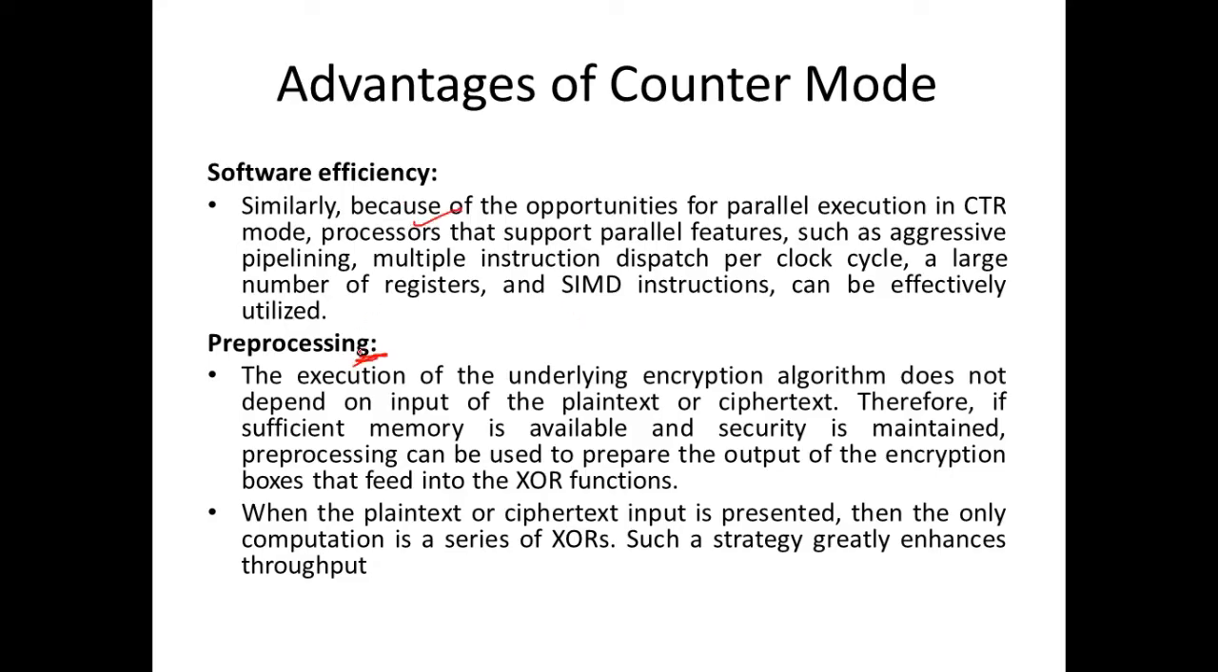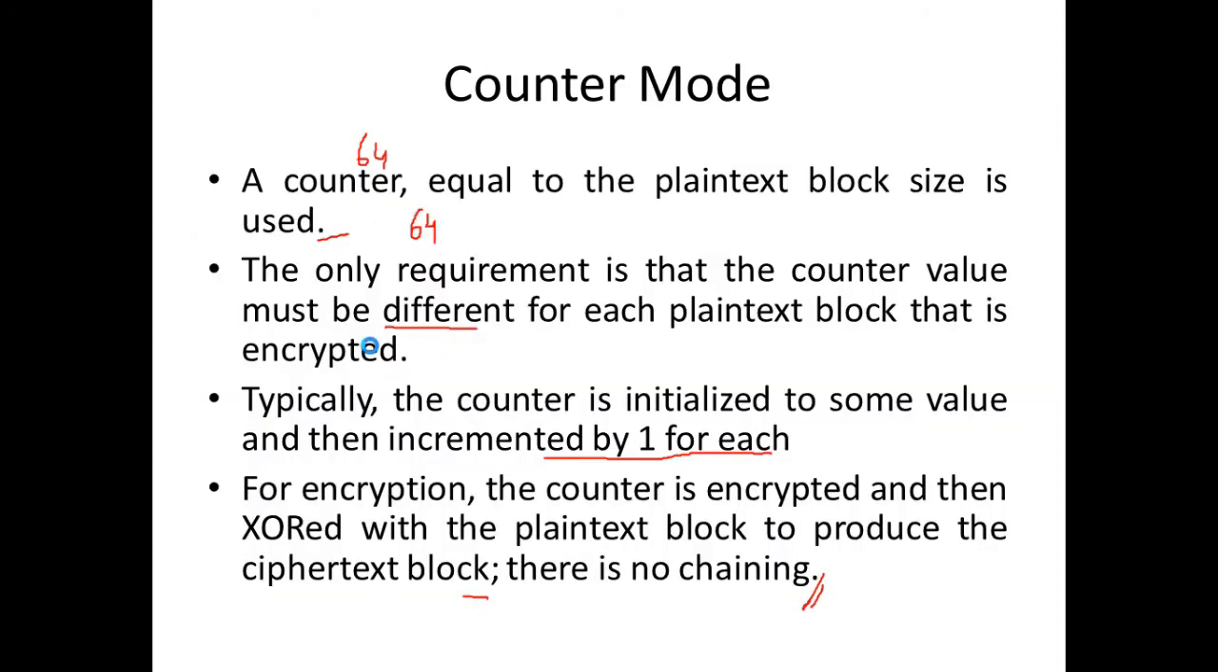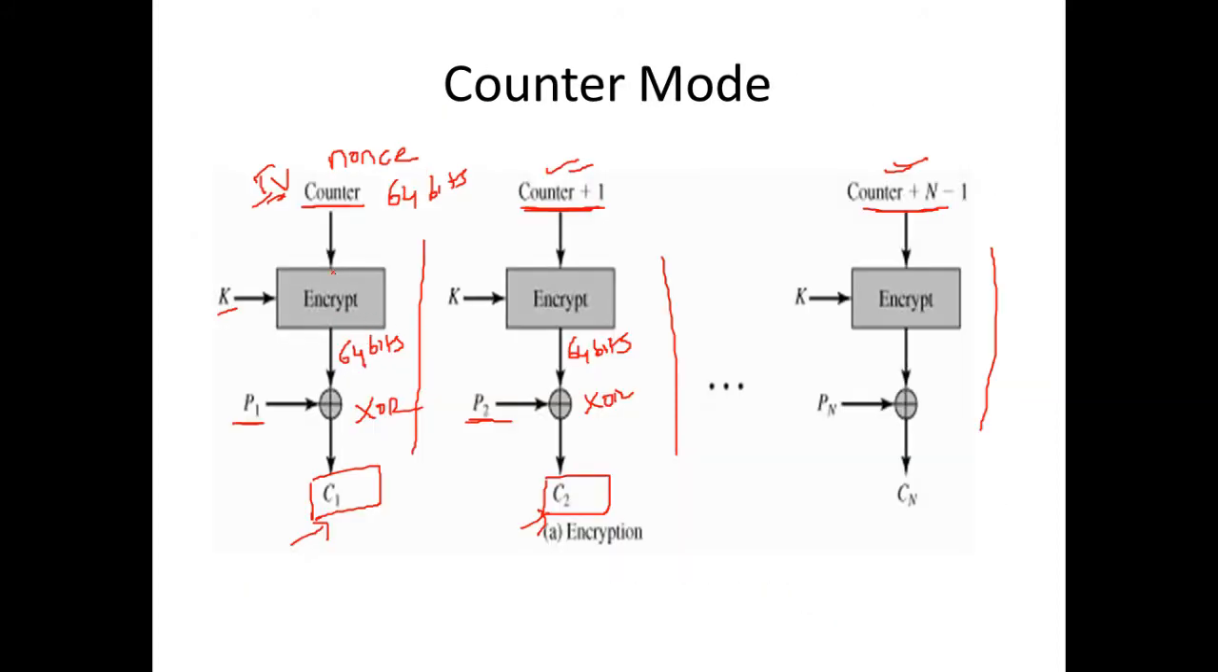Pre-processing. This is another interesting thing. Let's take a look at this. Even before we get the plain text, we can actually keep this part ready. We can have some counter value, encrypt it, and have the output ready. So we can have the output ready even before we get the plain text, and that is pre-processing. As and when we get the plain text, we'll perform an XOR and create the ciphertext. So even before we get the plain text, we can go ahead and keep our encryption output ready.